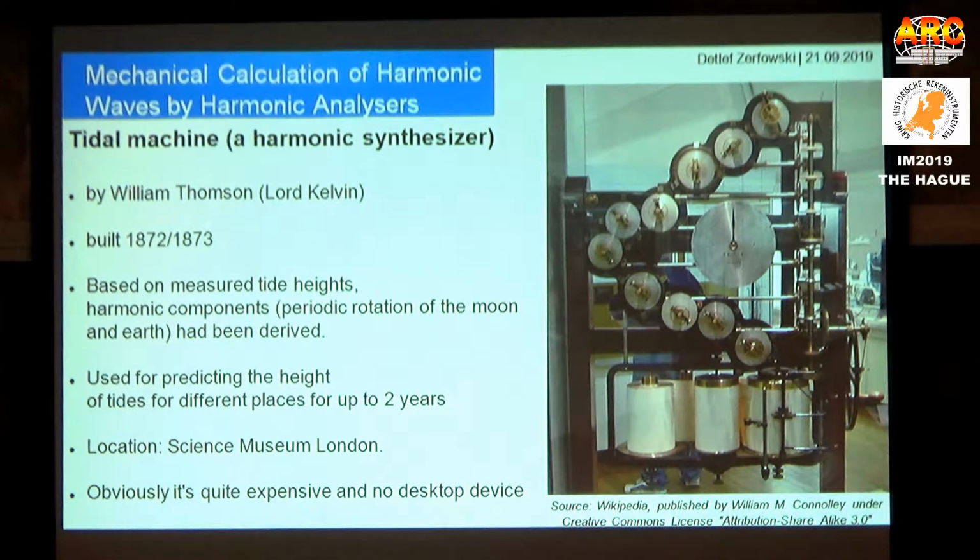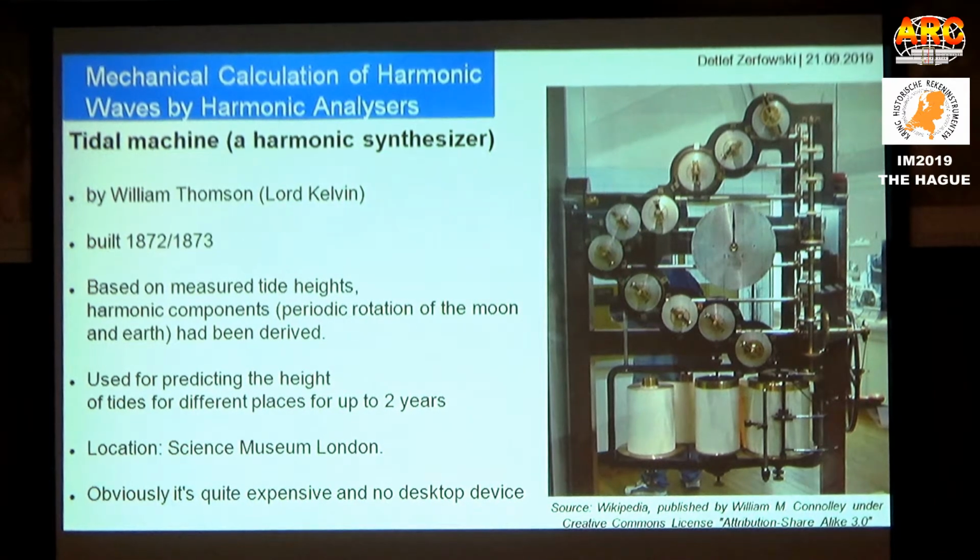It simulates also the periodic rotation of the moon, of the earth, and so on. But it can predict all the tides for different places for the next up to, I think, 2 years. And it's located in the Science Museum in London. So this is an example of a harmonic synthesizer. That means generating the function out of the parameters. Of course, this is not a desktop device, and I would like to have it, but I cannot afford it. So there are some variants available, but you can hardly buy it.